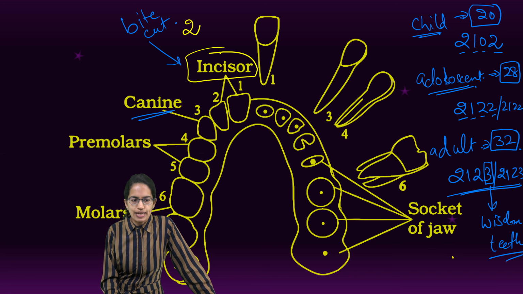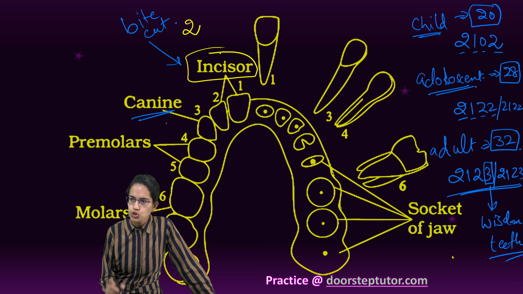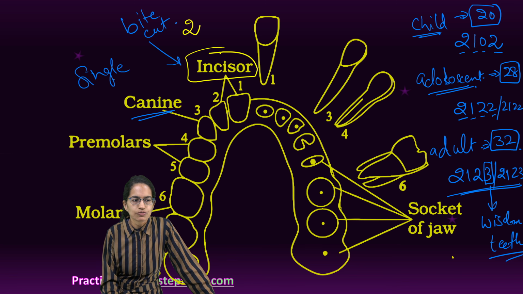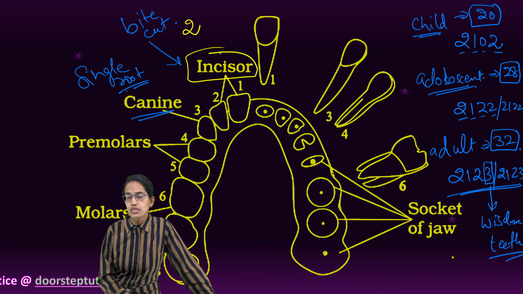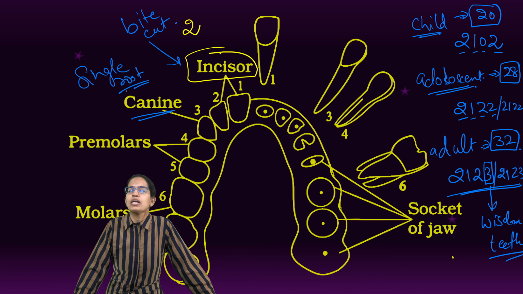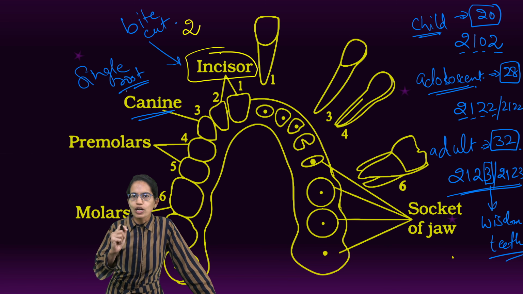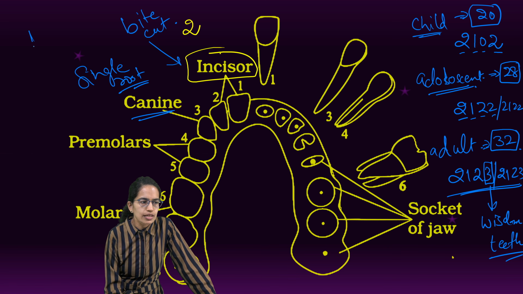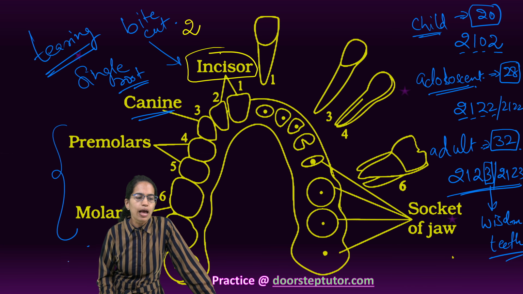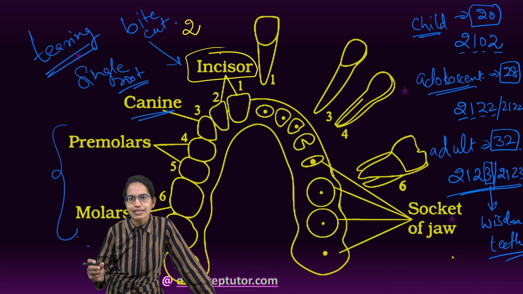The next is canine. Canine is just 1. Again has a single root. So which teeth have single root could be a very simple question. There could be an applicative question which could be asking this. The idea of canine is to hold and tear. So tearing is an important aspect of canines. Premolars and molars, both of them have a function of grinding, crushing.